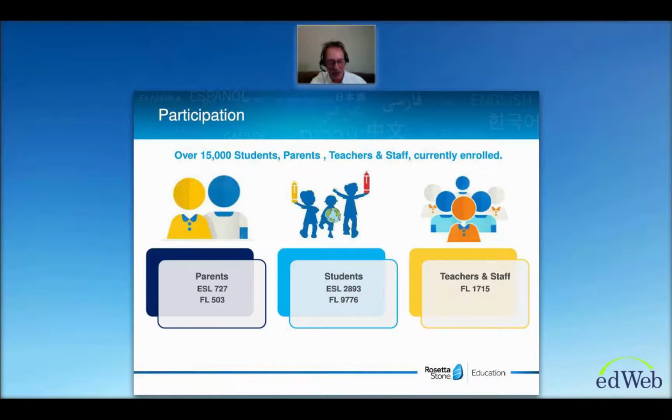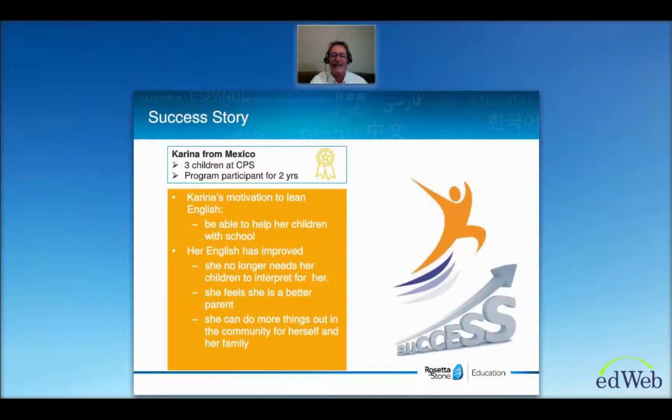Foreign language, the FL once again, is for our general education students that wanted to learn a foreign language, regardless of whether they were involved in a foreign language class at that time, or even if they weren't and they wanted to learn a foreign language. We opened it up to all of our student population in addition to our ESL students. And currently, we've got almost 10,000 students using this program and have accounts to learn a foreign language. And over 1,700 of our teachers and staff are currently using Rosetta Stone in its entirety to learn a foreign language.